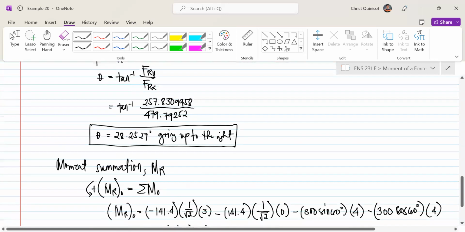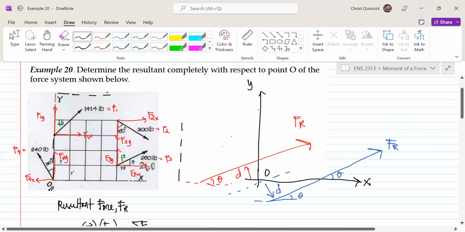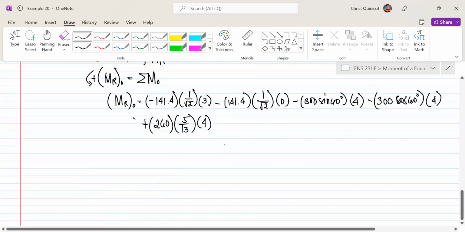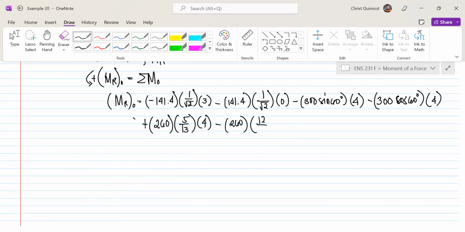Next, the x component that is going to the right, so it creates a clockwise moment about point O, and its perpendicular distance is 1. So that's 260 times 12 over 13, minus 260 times 12 over 13 times 1.